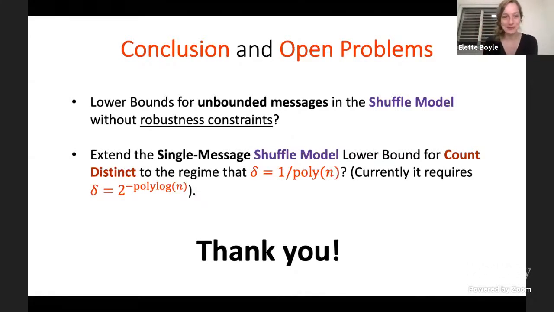So Salil. Hi, Lee. Can you say anything about the techniques in the lower bounds, and in particular, do you identify a hard distribution of inputs for these problems, for the count distinct problem?